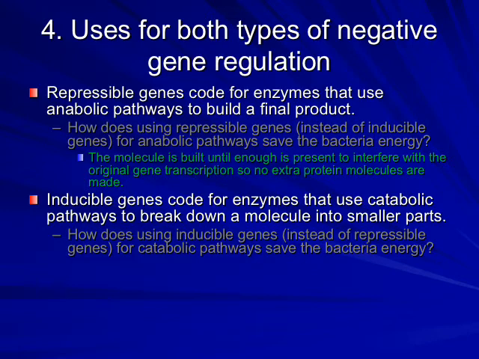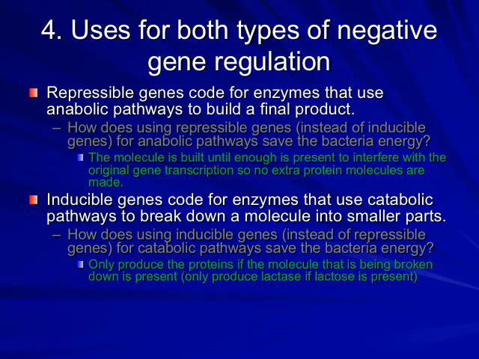Then the inducible genes code for enzymes that use catabolic pathways to break down a molecule into smaller parts. And that only produces the proteins if the molecule that is being broken down is present. So in other words, if lactose is present, then the gene is going to produce lactase, the enzyme that breaks lactose down.